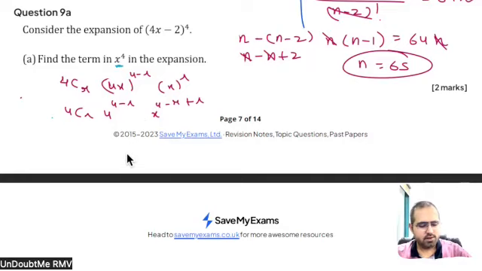Oh, okay, yes, I already thought of that. So we need to make sure that whatever value of r gives us x raised to 4, we need to put in that.